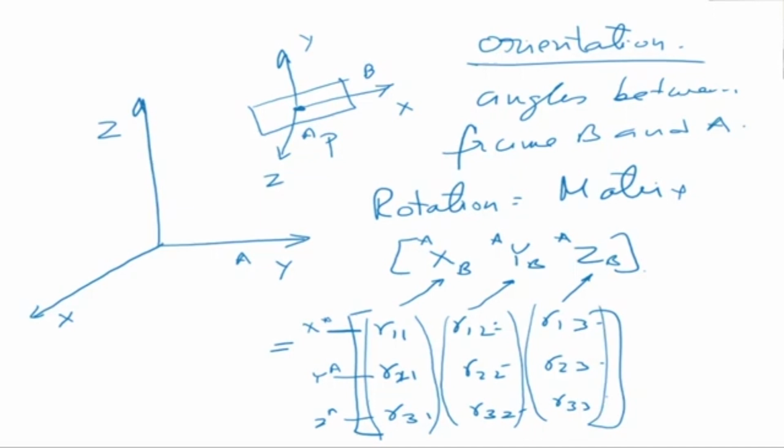So something to note here: the position of a point is defined by three parameters, x, y, and z, whereas the rotation of a body is defined by a matrix, which gives the relation between the frame on the body and the fixed frame or the base frame.